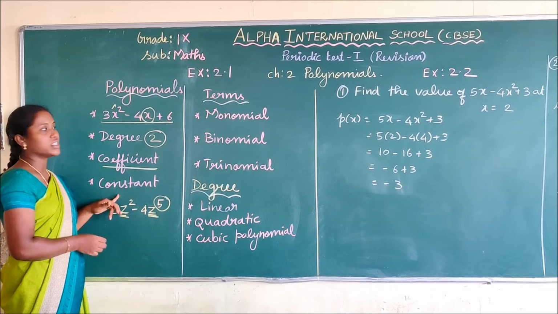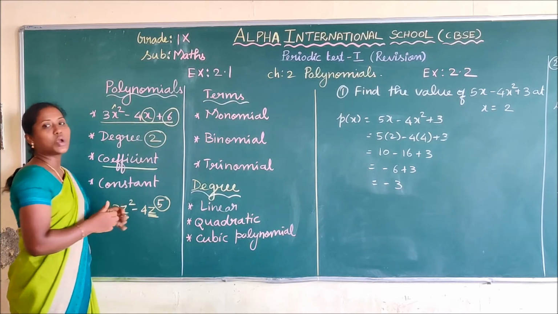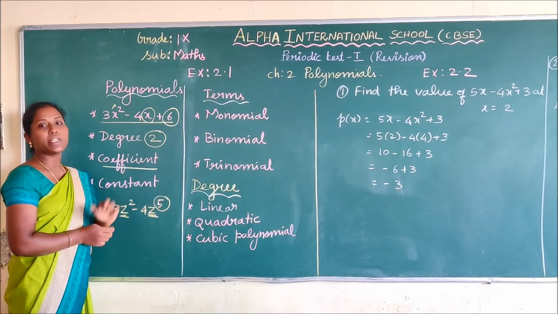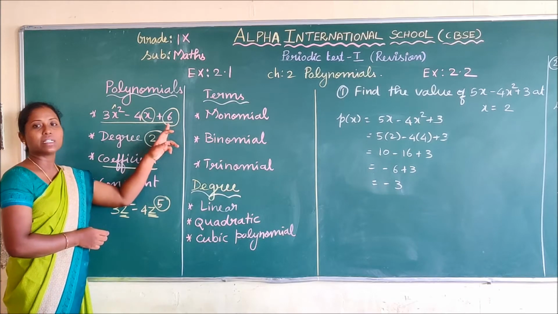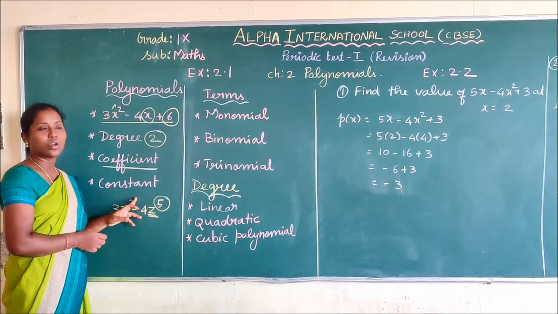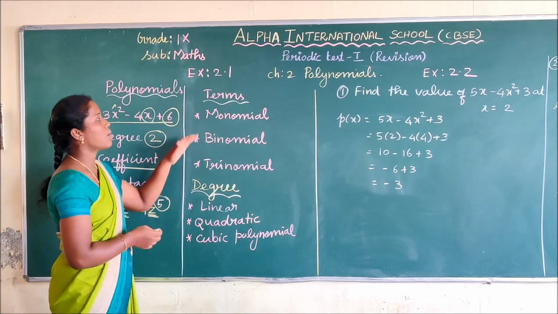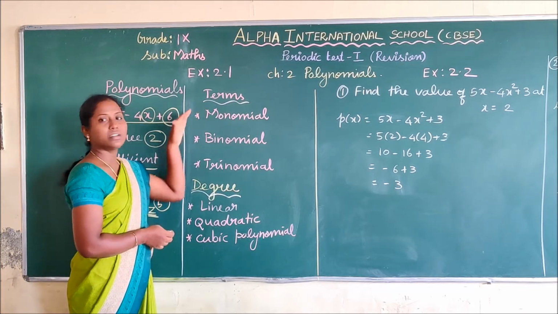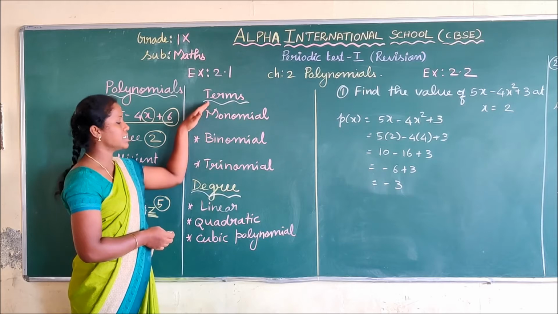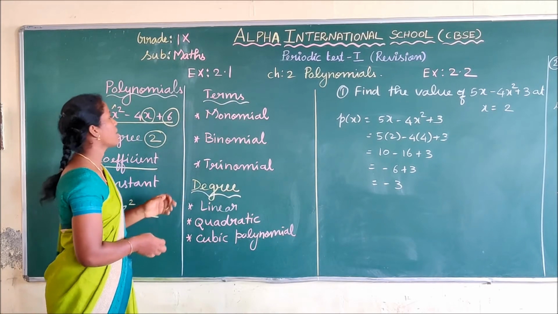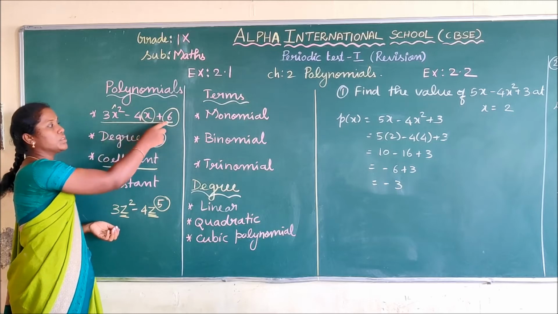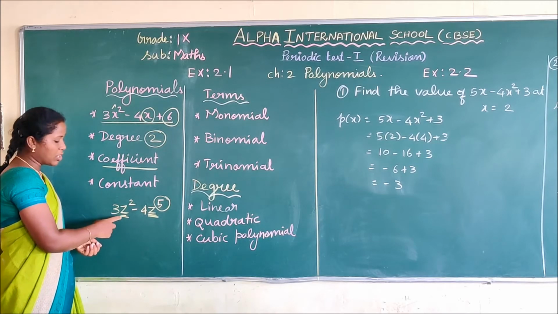And what is the constant? The constant is the term without a variable. In the given polynomial, the constant is without a variable. So what is the constant in the given polynomial? 6. 6 is the constant. Next, we have discussed the different types of polynomials based on their terms and degree. Based on terms, a term is counted by the number of terms. See here, 1, 2, 3: 3 terms are there. In this polynomial, 1, 2: 2 terms are there.